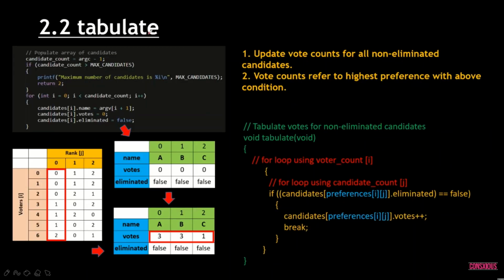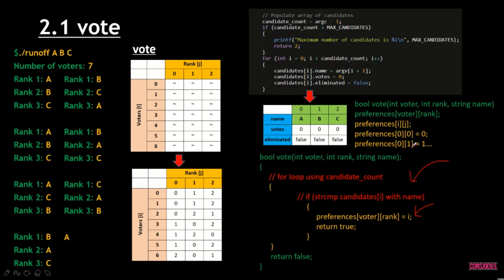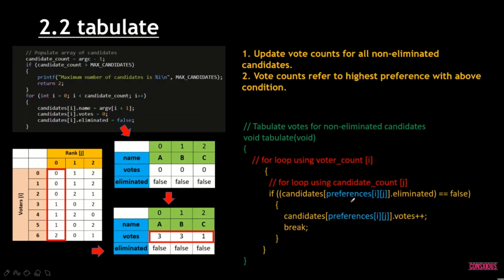Now tabulate. Tabulate just takes the highest ranking from 0 and updates the vote count here. You can see here, update the vote count for non-eliminated candidates, with the vote count reflecting the higher preference. Just now we already have the values here. You can see preferences 0, 0 is 0, preferences 0, 1 is 1. So we have all these values here, and we're going to put them in here.